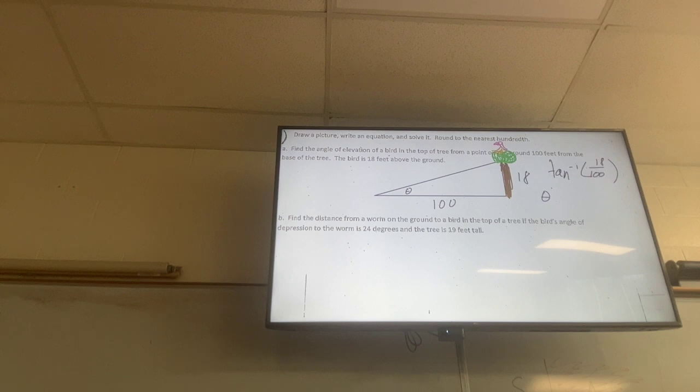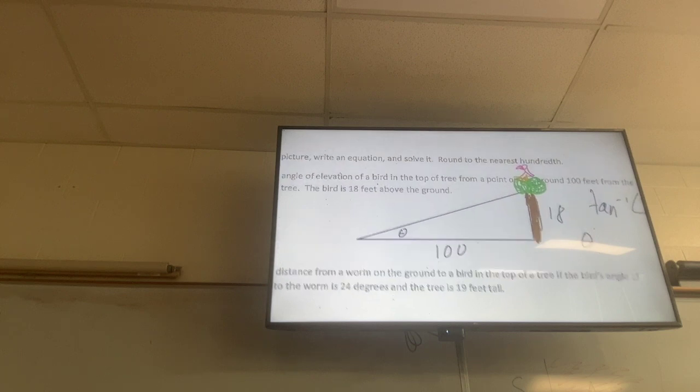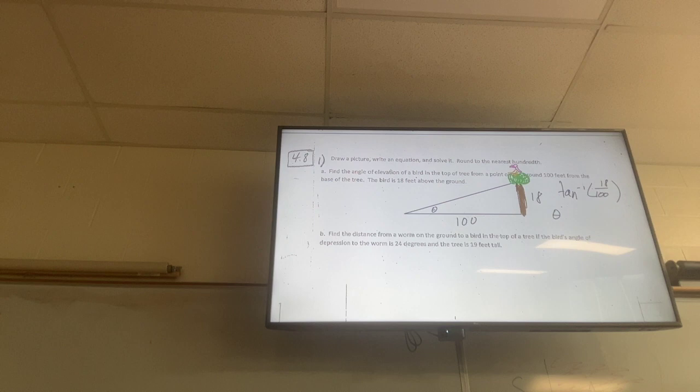Wait, am I in the right mode? It doesn't say what they want, it just says round to the nearest hundredth. Let's do degrees. Okay, I got 10.20 degrees. So you guys got it or no? Yes, that's what I got. Thank you. Not a rhetorical question.